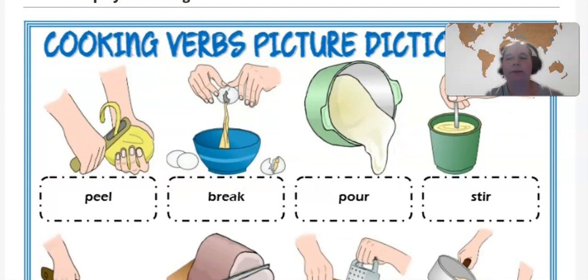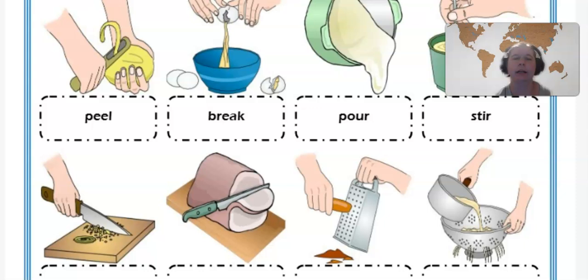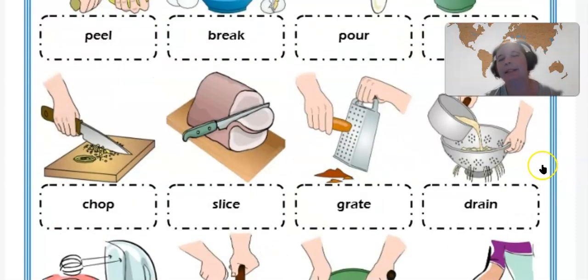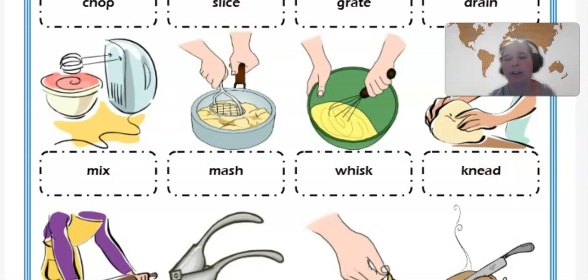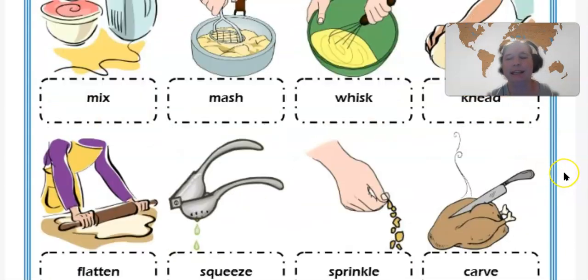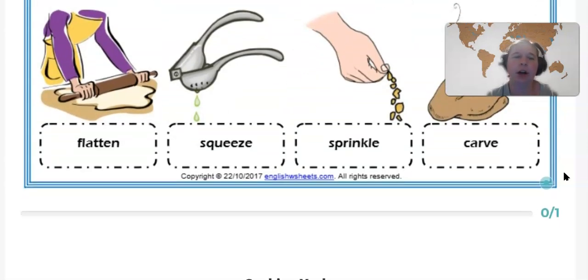And we learned some verbs for recipes. Peel, break, pour, stir, chop, slice, grate, drain, mix, mash, whisk, knead, flatten, squeeze, sprinkle, carve.